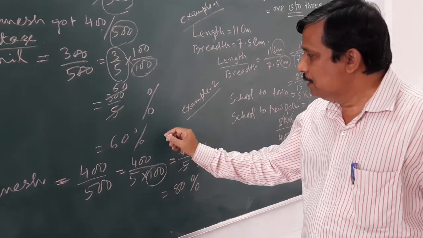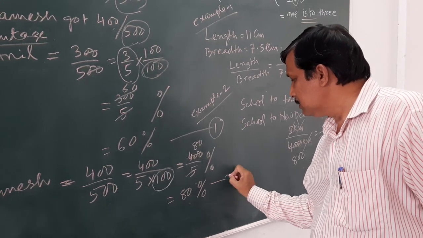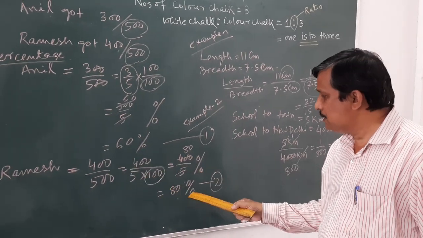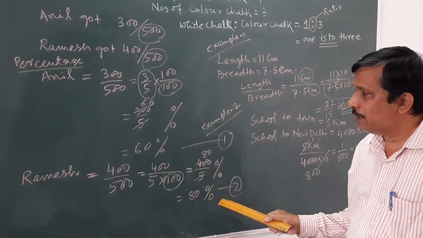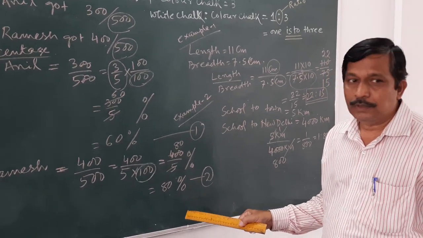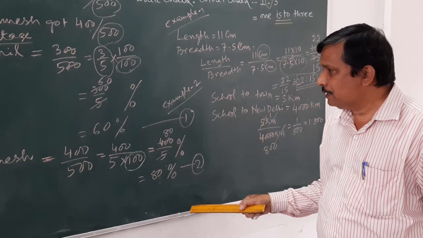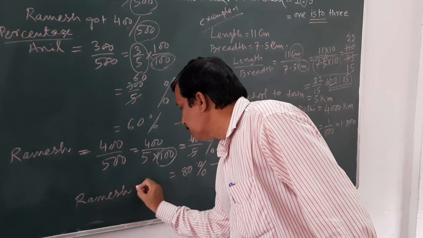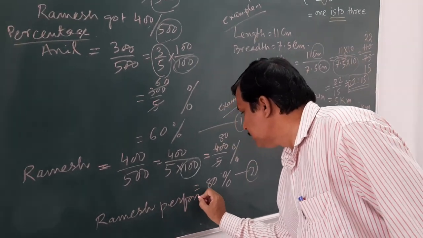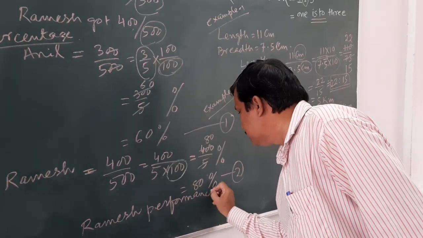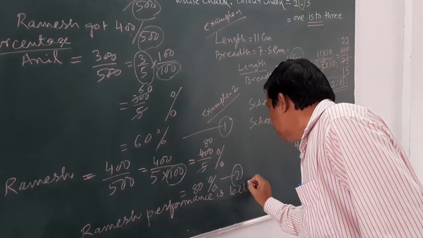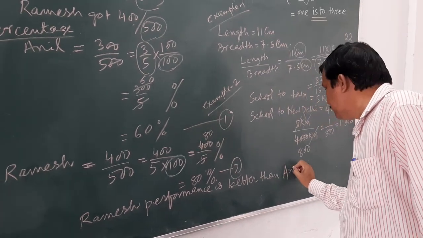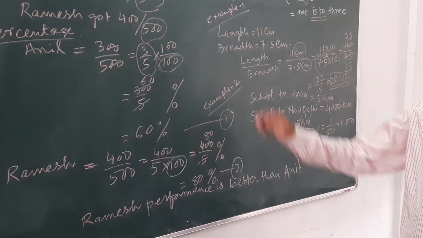Now here you see this is equation 1 and this is equation 2. That is, Anil's performance is 60% and Ramesh's performance is 80%. So now you can calculate whose performance is better. Ramesh's performance is better than Anil's. So this is about your percentage.